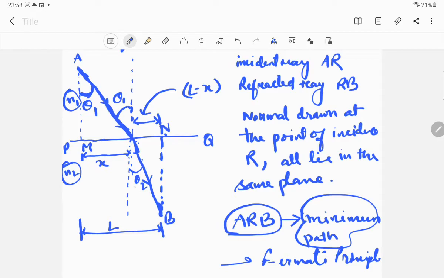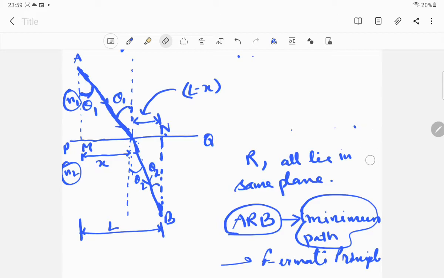Similarly, if this is theta 2, this is also going to be theta 2, because you know that this normal and this BN are parallel. This and this are parallel. Similarly, you consider AM and this normal is also parallel, so they will be equal. There should not be any doubt about that, I think. These are simple geometrical principles that we usually use. So let us do some geometry.